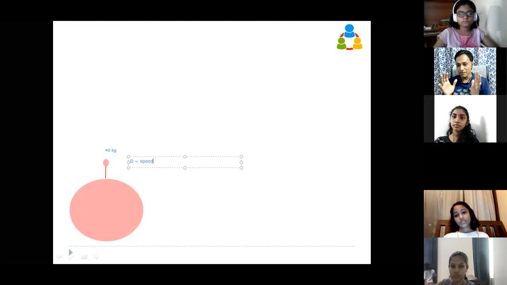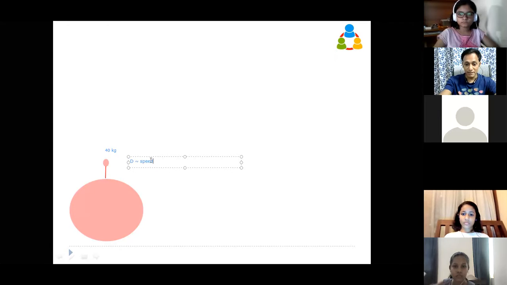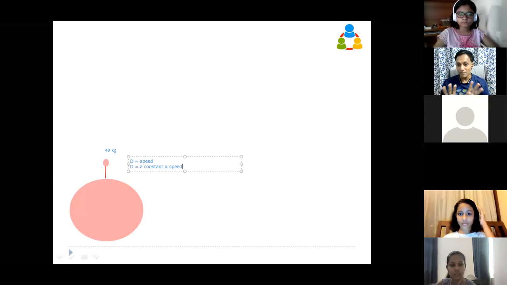Right? Distance covered by IRT is directly proportional to speed. Now I can write this as distance is equal to a constant into speed. Because proportional means what? When speed increases, distance increases. So the question is, how much will the distance increase when speed increases? That is that constant. Once you are telling when speed increases, distance will increase, how much will it increase?